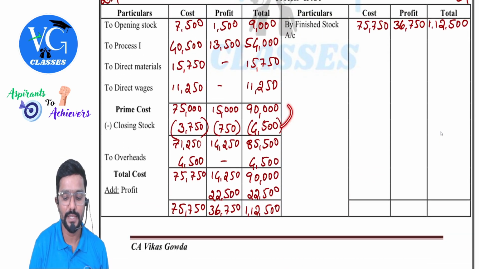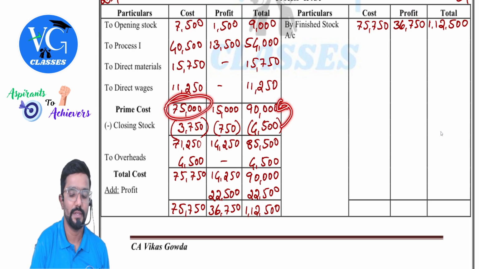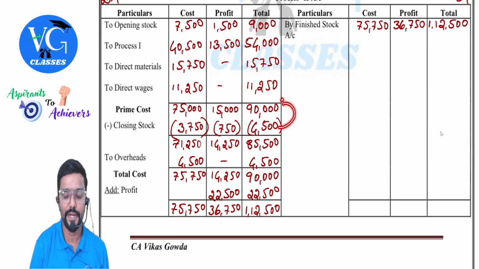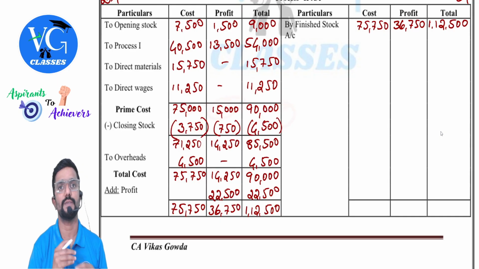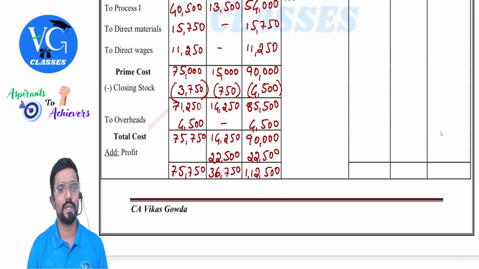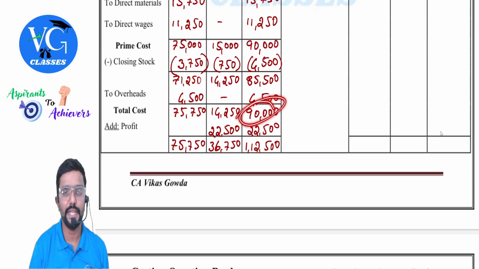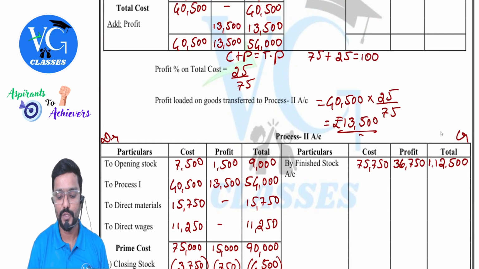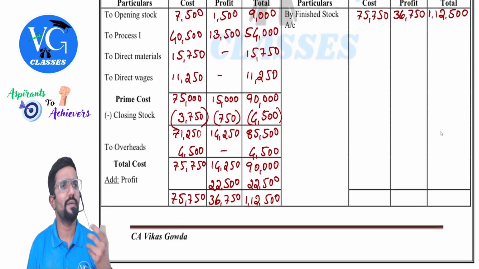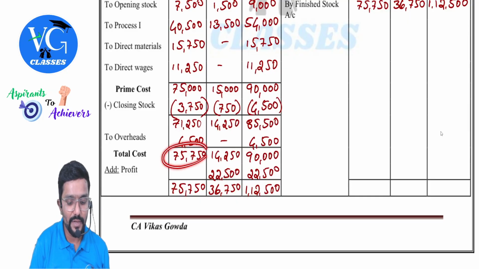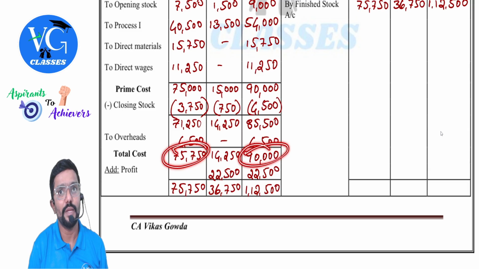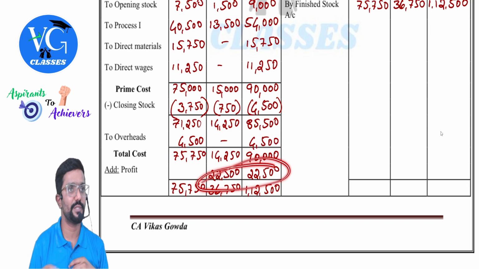I repeat once again. This divided by this into 75,000 will give you the cost of closing stock. Or else, if you want to calculate the profit in closing stock, then 4,500 divided by 90,000 into 15,000. Then we have added overhead cost also, and we get a total cost of 90,000. Now on 90,000, process 2 has to add a profit. Normally, if they have given it as a percentage, will you add it on 75,000 or 90,000? 90,000, because what is the cost for process 2? 90,000. On that you add profit and send it to the next process.